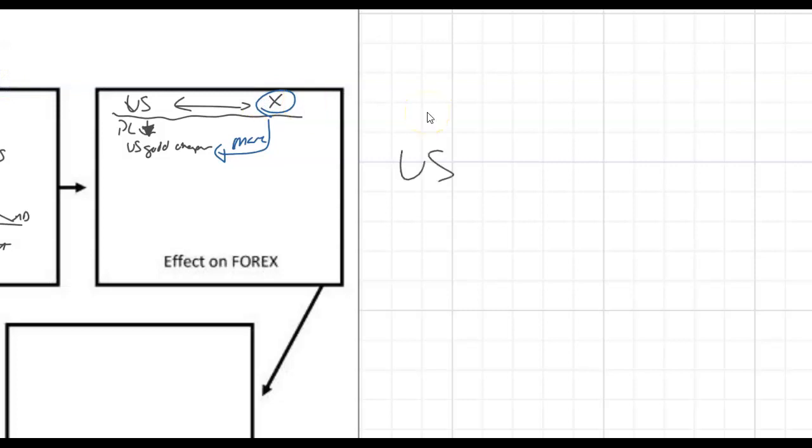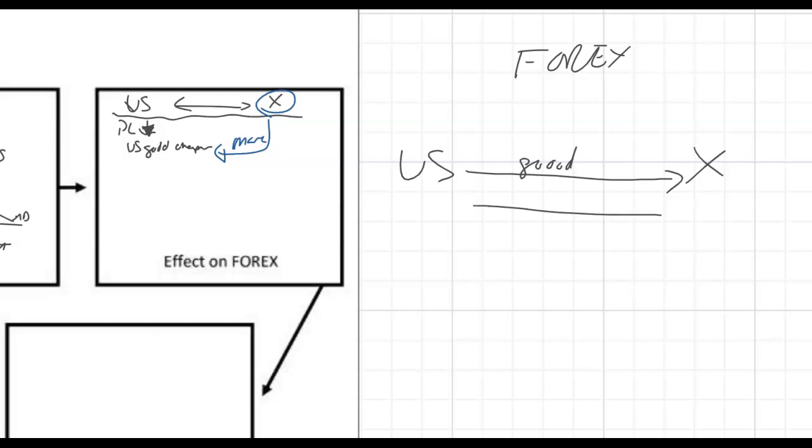So you've got the United States with their goods, and over here you have country X, and up here we have the Forex market. Now country X wants more of the U.S. goods and services. In order to pay for that, they need the U.S. dollar, because we're going to assume the United States only accepts U.S. dollar payment. But country X only has their own currency. So what do they have to do? They have to supply their currency, country X's currency, and demand the U.S. dollar.